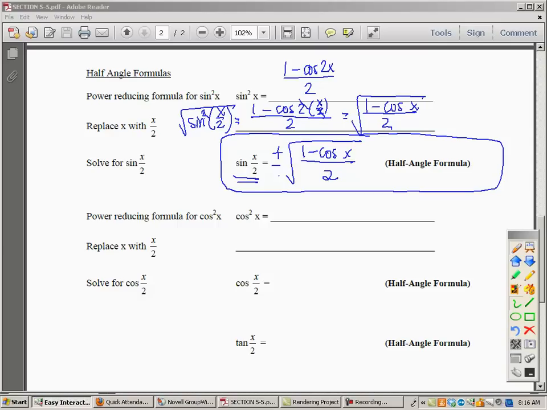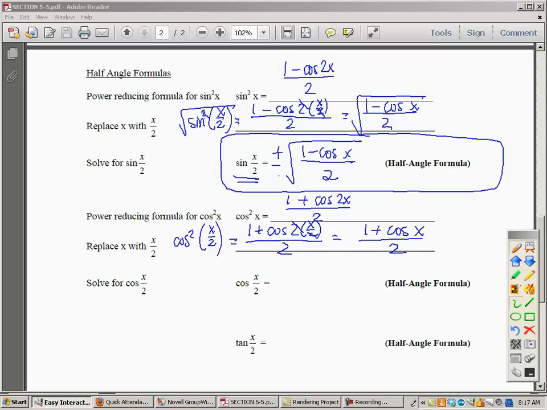That's the first one. The second one is a power reducing for cosine squared, or the cosine of x over 2. We want that half angle. So we start with cosine squared. So 1 plus the cosine of a double angle divided by 2. And like we did before, we're going to say instead of cosine squared of x, we're going to say cosine squared of x over 2. So I'm going to replace, again, like I did before, the x with x over 2. And the same thing will happen. I will get 1 plus the cosine of an angle divided by 2.